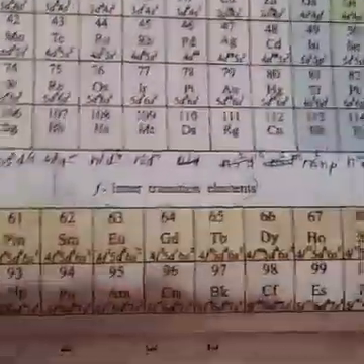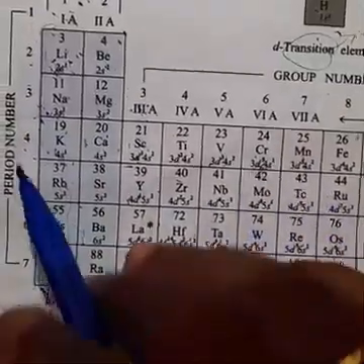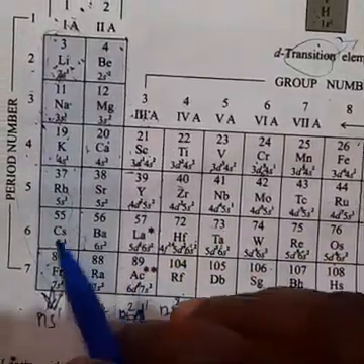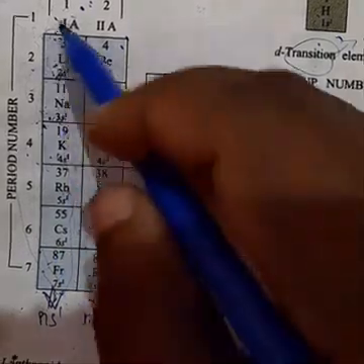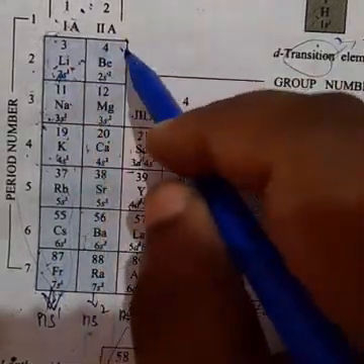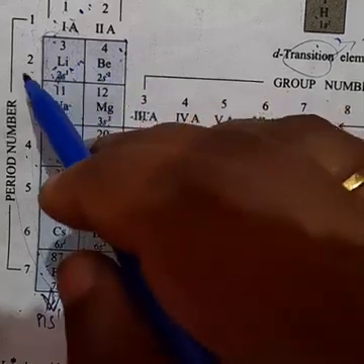Okay, the S block elements: the alkali metals and alkaline earth metals. You should study these two groups of elements, group number 1 and group number 2, the alkali and alkaline earth metals.